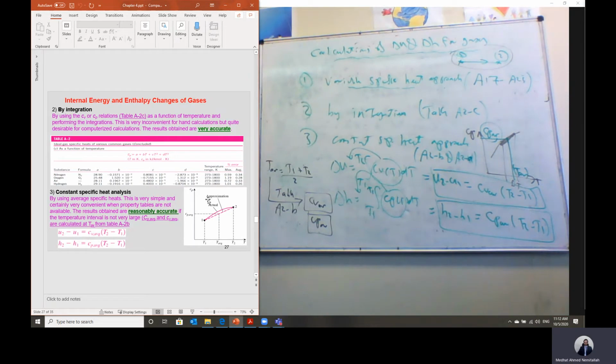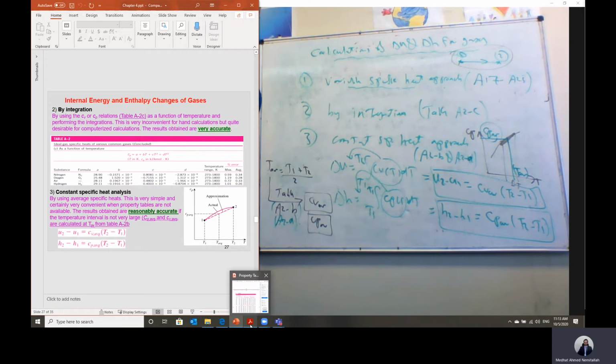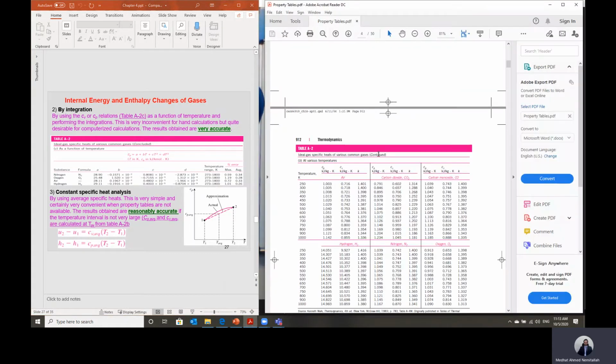So using table A-2a and table A-2b, we can get Cv average and Cp average depending on the gas. If T1 and T2 are given, we can calculate the average temperature and go to those tables to get Cv average and Cp average. Then we can say delta U will equal Cv average multiplied by delta T, and delta H will equal Cp average multiplied by delta T.